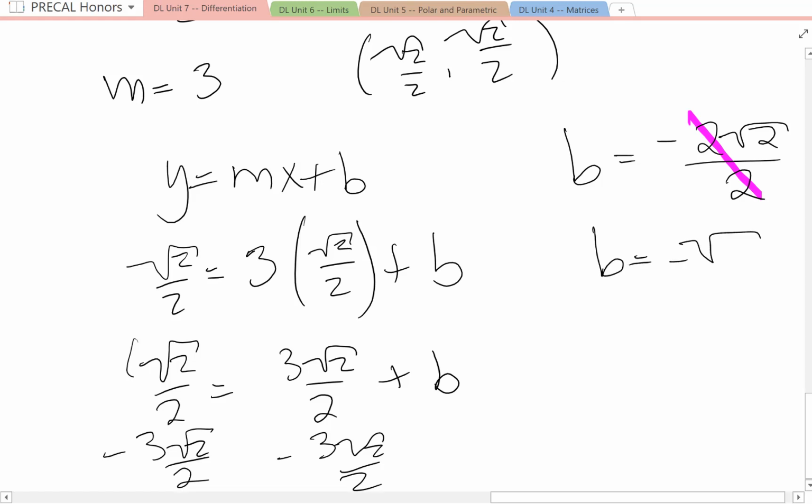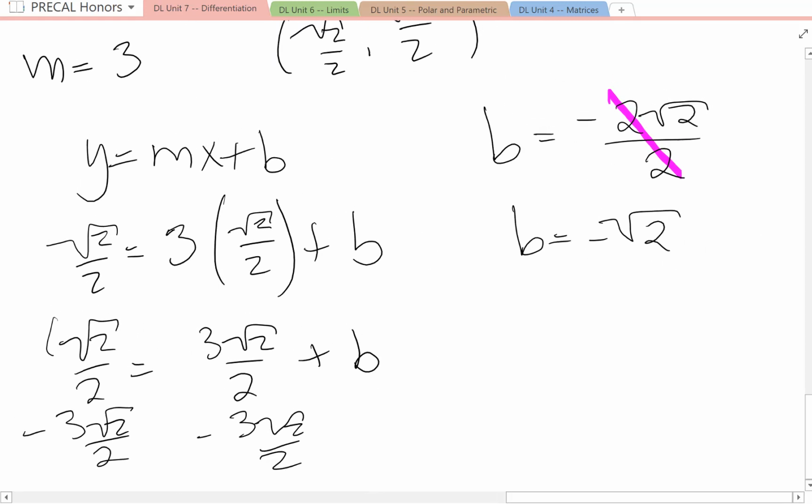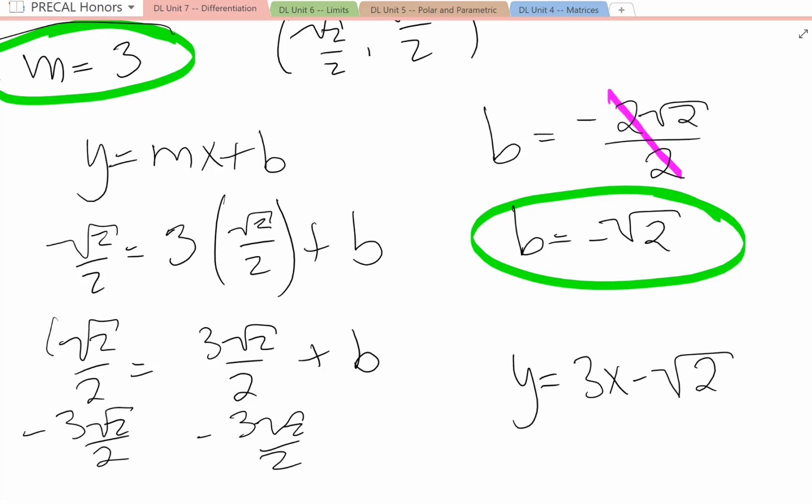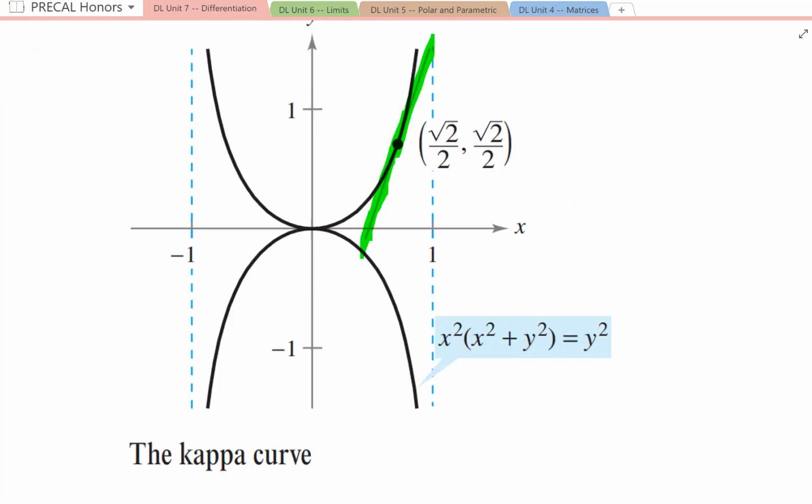So what's the equation of the line that has the slope 3 and the y-intercept negative root 2? Y equals 3x minus root 2. This equation shows us a famous curve called the kappa curve. And here's the line we found the equation of the tangent for.